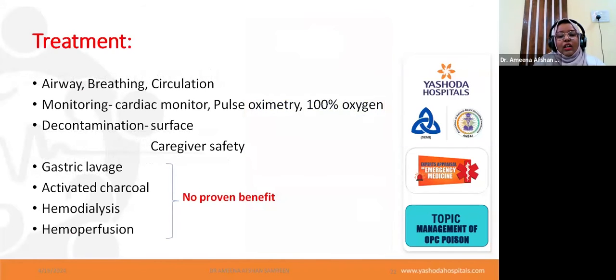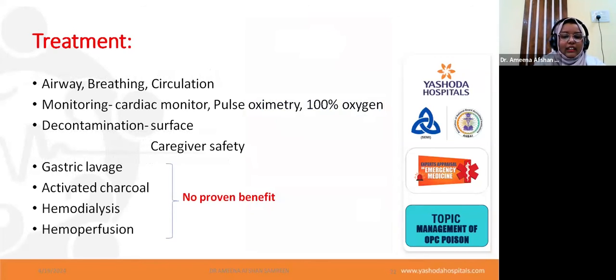So now treatment. Like for any poison, we go with airway, breathing, circulation. That is the first thing. So monitoring the patient with a cardiac monitor, pulse oximetry, giving oxygen, decontamination. Decontamination is very important, not only for the patient's needs, because it has rapid absorption through the skin. So we have to decontaminate the patient thoroughly, and ensure caregiver safety.